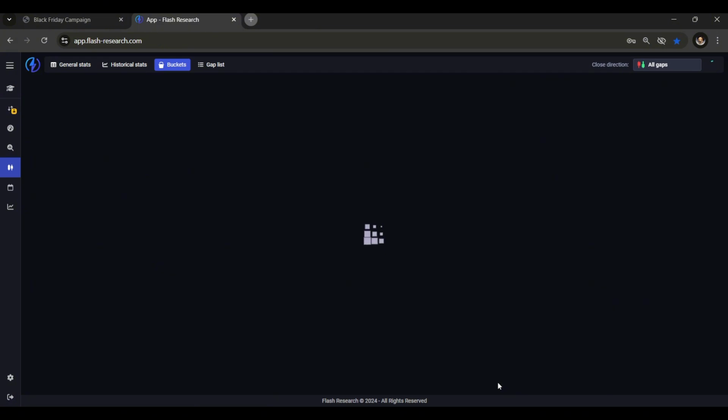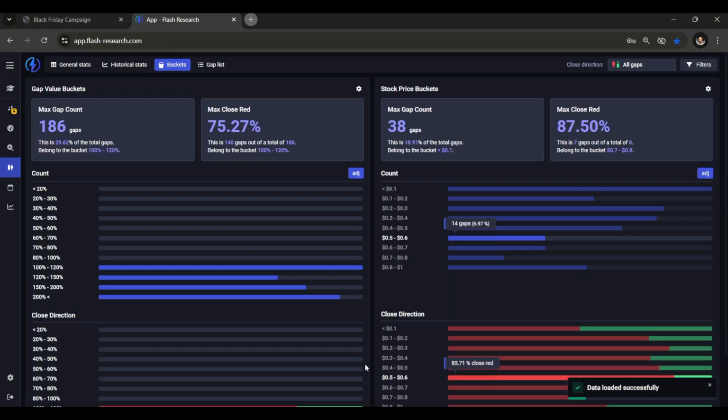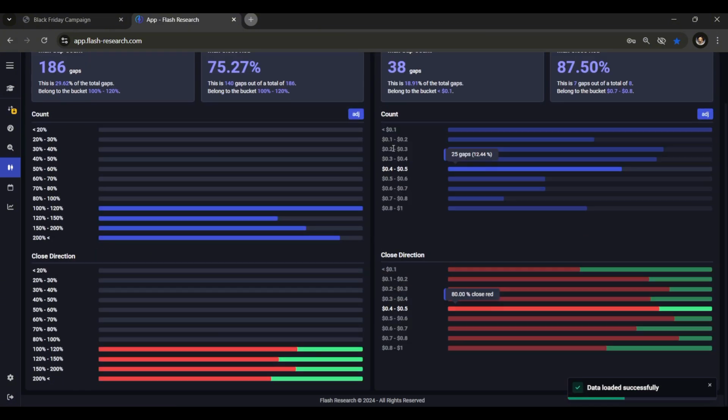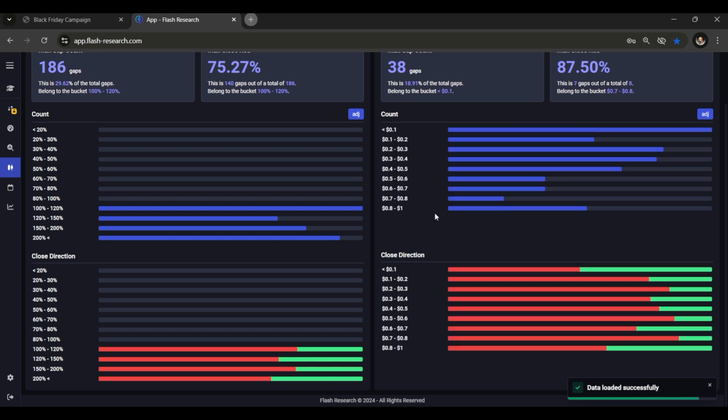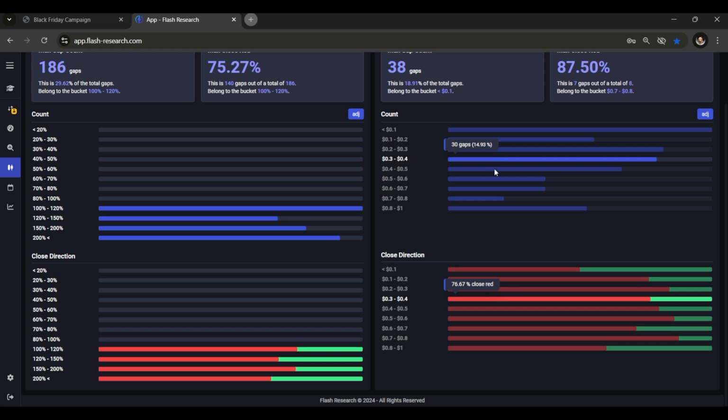see more information. You see here less than 10 cents, from 10 cents to 20 cents, and so on to the dollar. You see that the best probability of a red close is from 70 cents to 80 cents. That information is a lot.